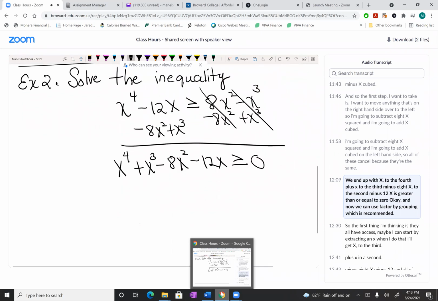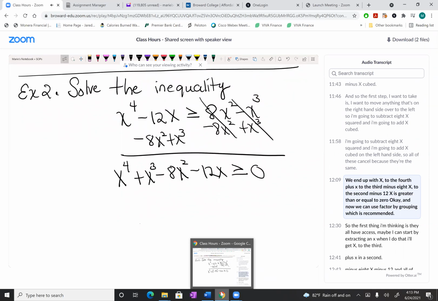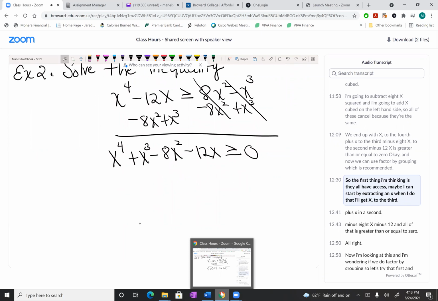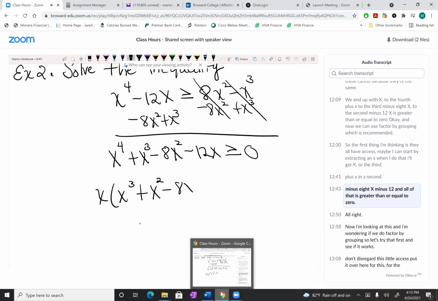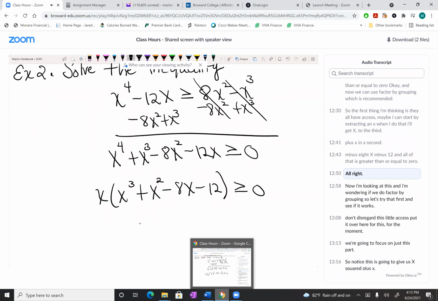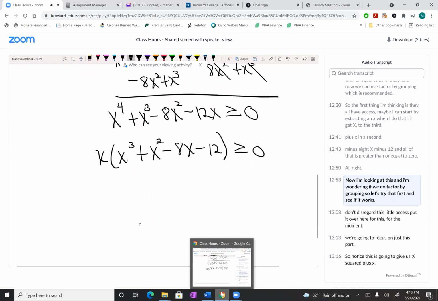Okay, and now we can use factor by grouping, which is recommended. So the first thing I'm thinking is they all have x's. Maybe I can start by extracting an x. When I do that, I'll get x to the 3rd plus x to the 2nd minus 8x minus 12, and all of that is greater than or equal to 0. Now, I'm looking at this and I'm wondering if we do factor by grouping. So let's try that first and see if it works.